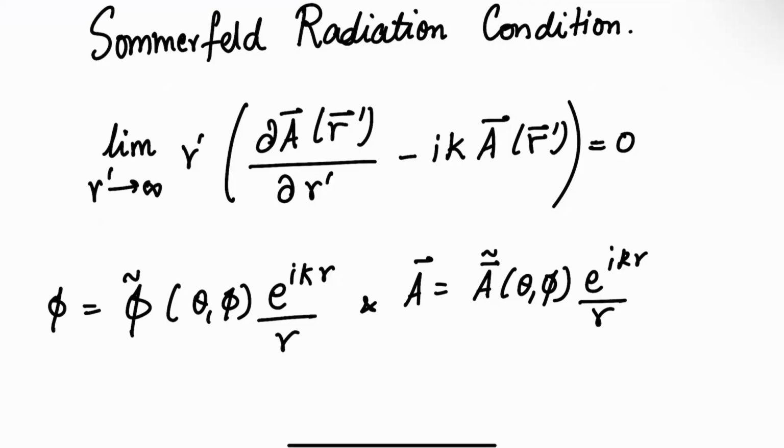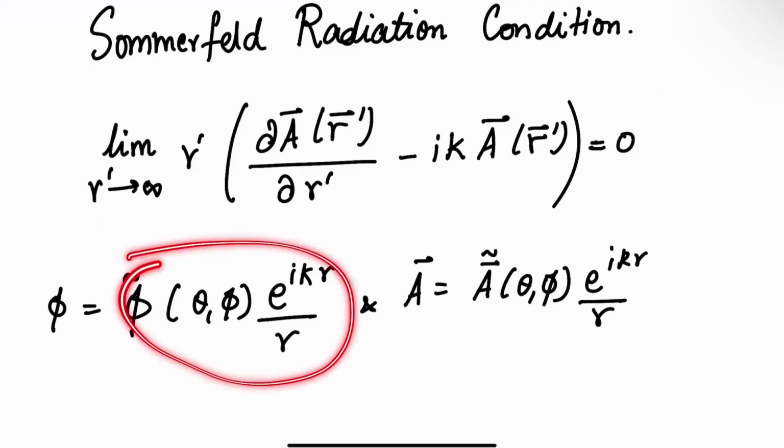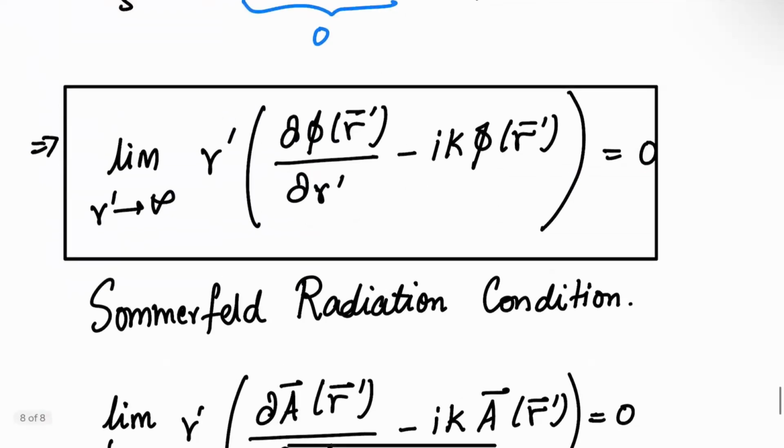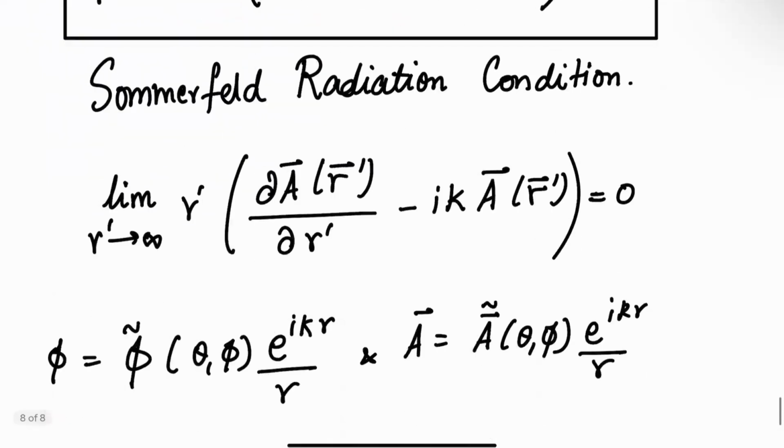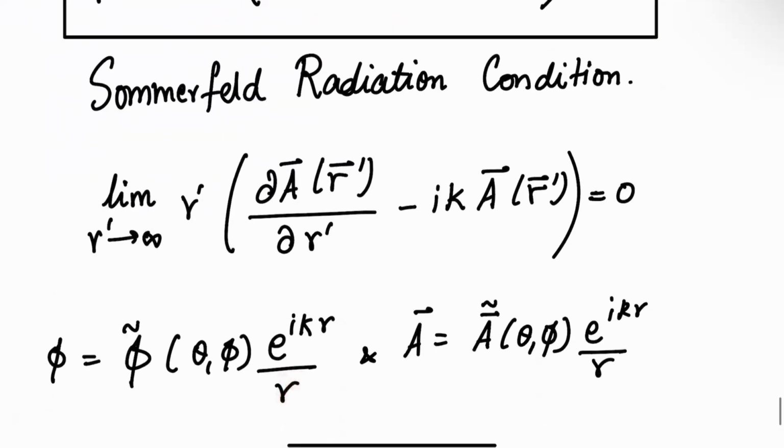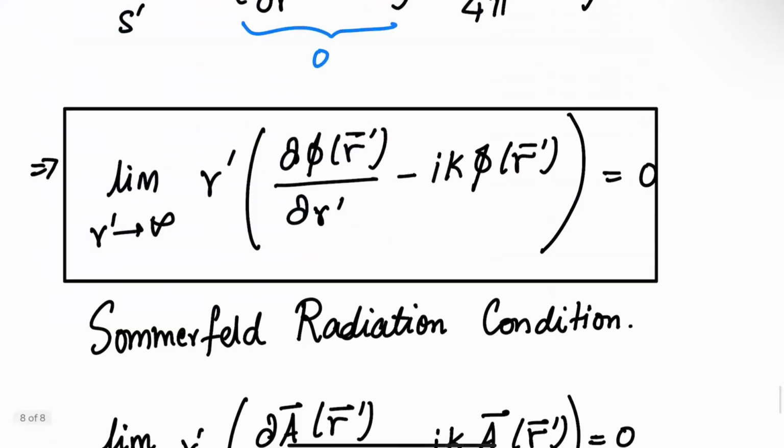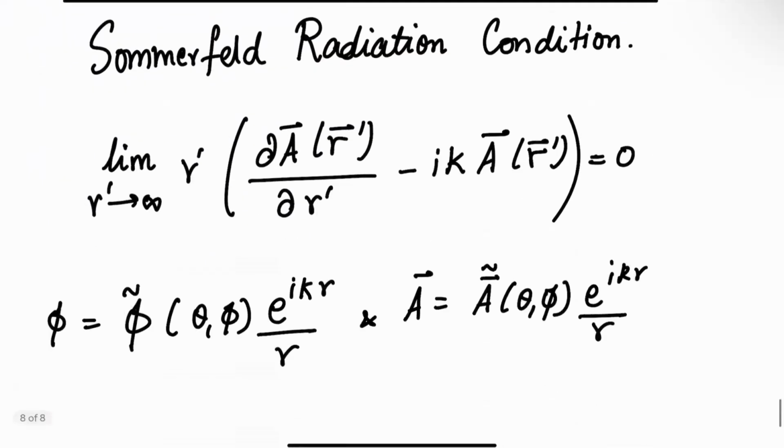Because if you substitute this into this condition, then when you multiply with r, the denominator r goes away, and then you're left with this term. And then you take the derivative with respect to r, you get a plus ik, and that cancels with this minus ik. Right? But what does this actually look like?